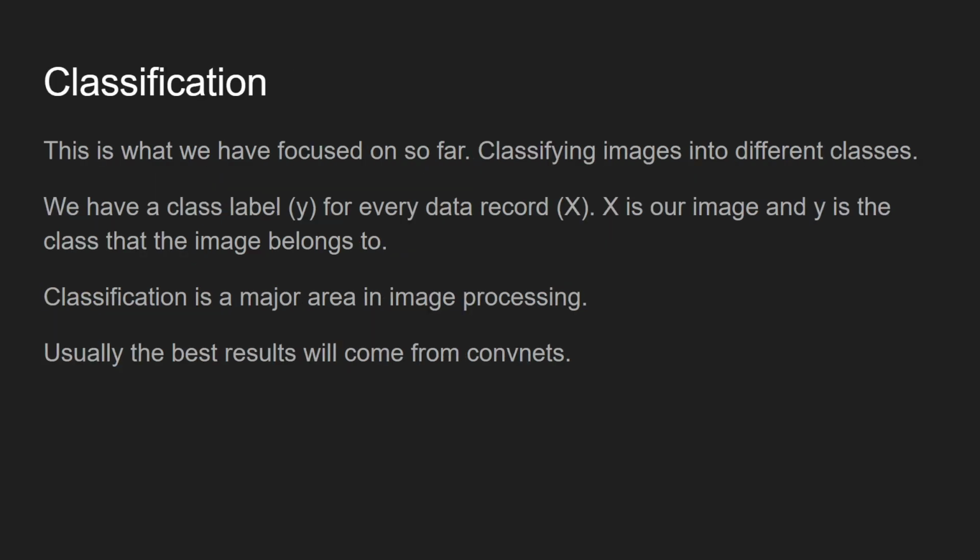So, of course, we've talked about classification quite a bit. We have our class labels Y, our data records X. X will usually be an image, while Y will be some class, maybe dog or cat, maybe 0 through 9 for digits, hand-drawn digits in MNIST. Very big area, but still just one area. And pretty much all the best results from that are just going to be normal convnets with a feed-forward head at the end, and that's what you have.